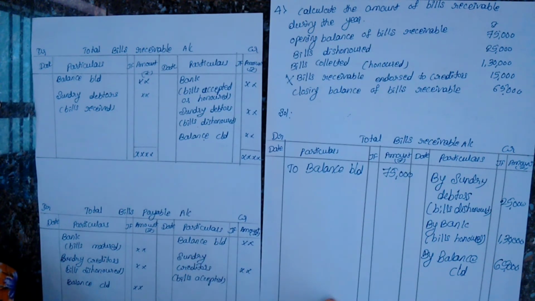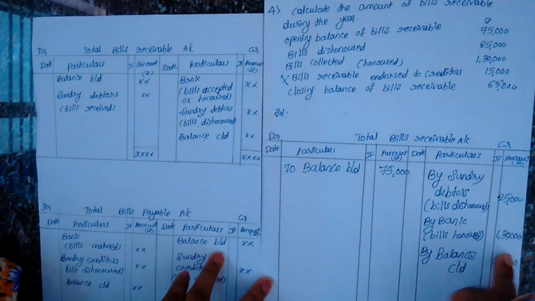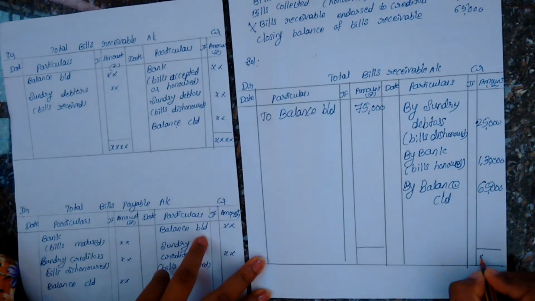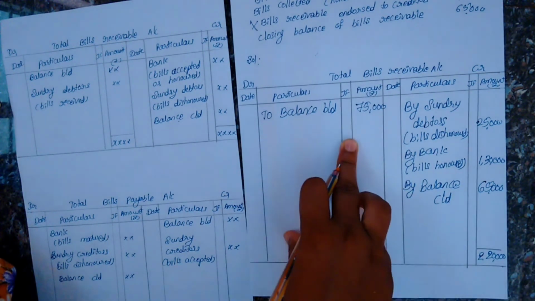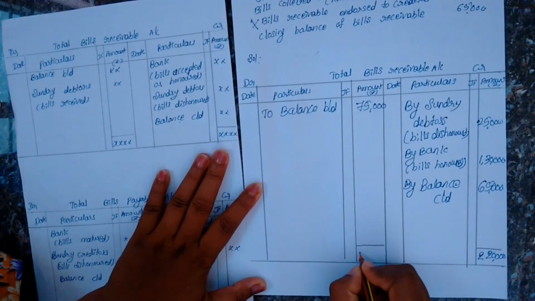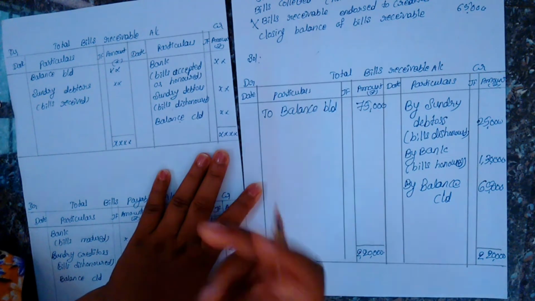Now we have to calculate the bills receivable amount, right? Here in the credit side 25,000 plus 1,30,000 plus 65,000. How much? 2,20,000. We'll get the total 2,20,000. In the debit side only 75,000, right? Therefore we need to write 2,20,000 only.